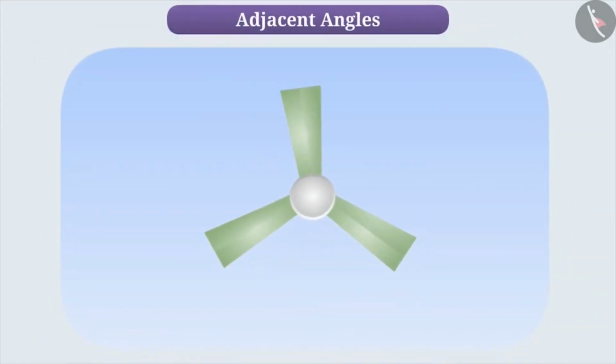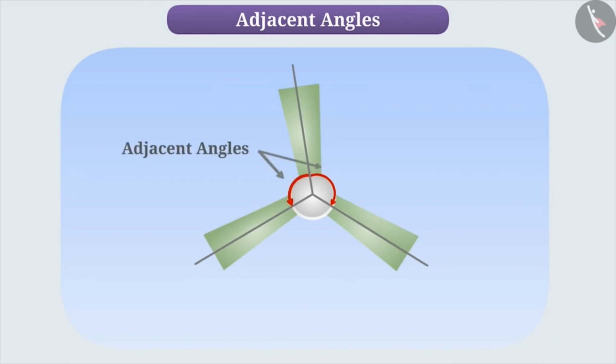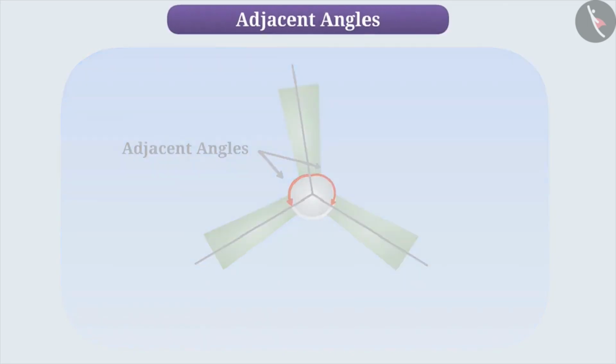A picture of a fan is shown here. If we consider any two angles, they are adjacent angles to each other. But to identify whether two angles are adjacent or not, we need to understand the concept thoroughly. So let's go through the concept of adjacent angles.